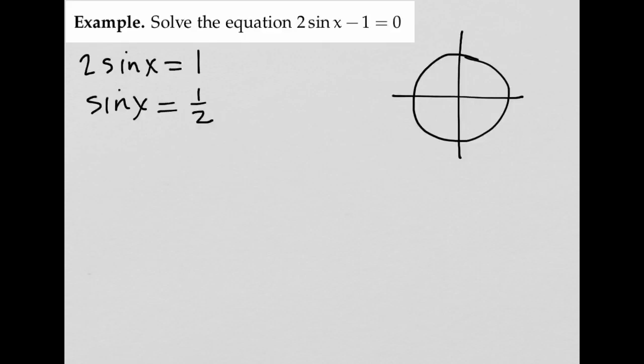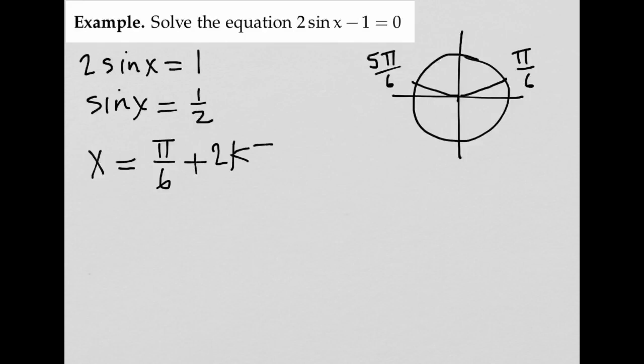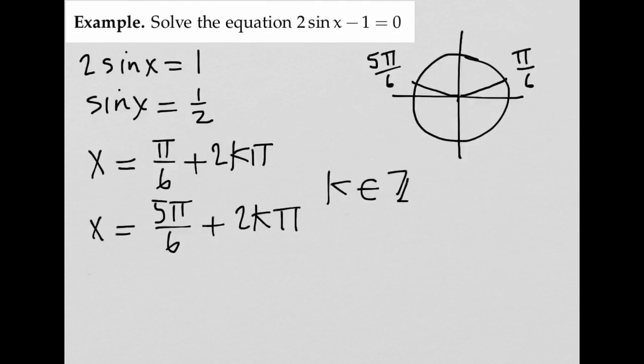Well, remember that the sine x is periodic with period 2 pi. So within that period, at pi over 6 radians and at 5 pi over 6 radians, sine is equal to 1/2. So we have x equals pi over 6 plus 2k pi, or x is 5 pi over 6 plus 2k pi. K is an integer. And that is the general solution to this equation.